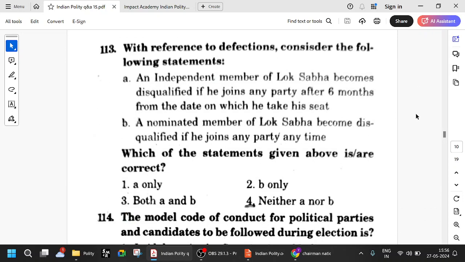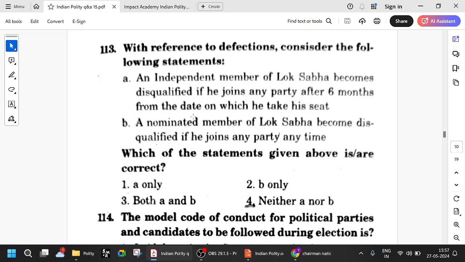So with reference to the defections, consider the following statements. An independent member of Lok Sabha becomes disqualified if he joins any party after 6 months. No, this is if he joins any party before 6 months from the date on which he takes it. So remember, not after. A nominated member of Lok Sabha becomes disqualified if he joins any party at any time before 6 months. Okay, after 6 months, it's fine.